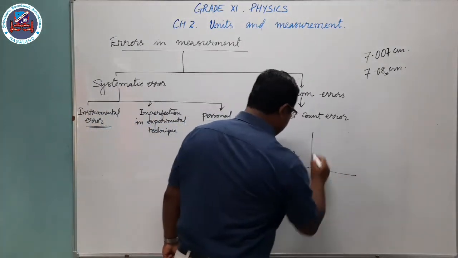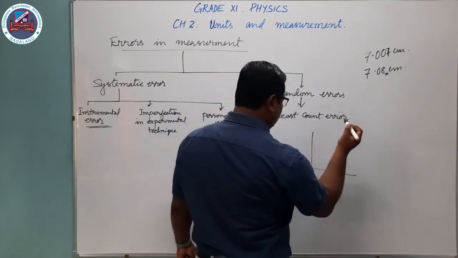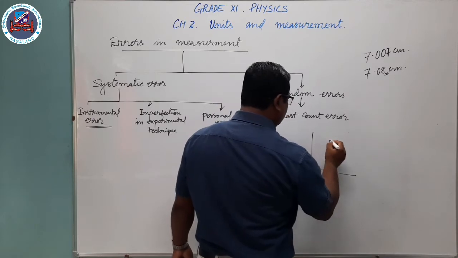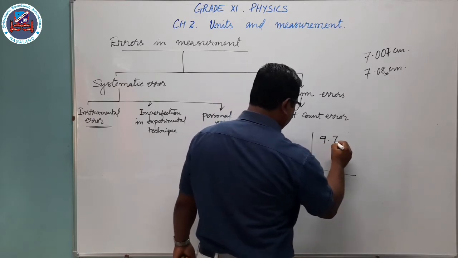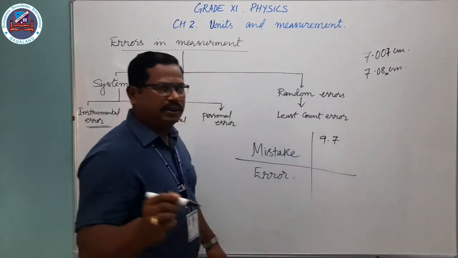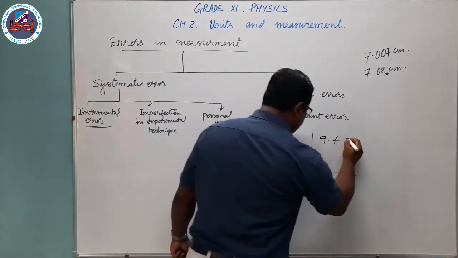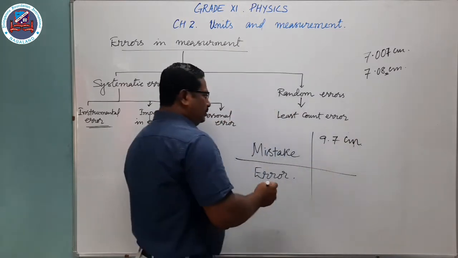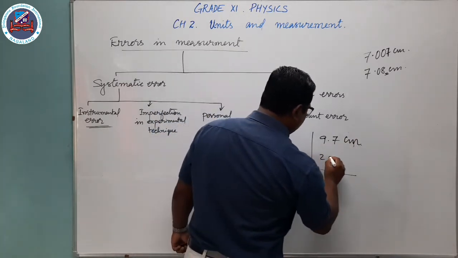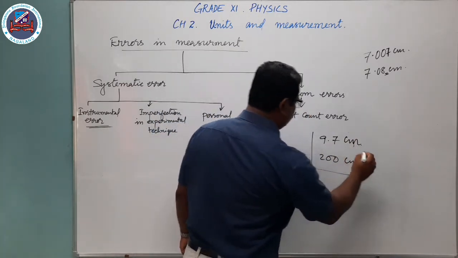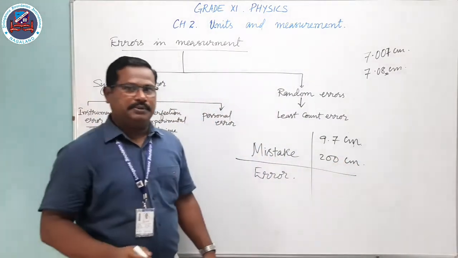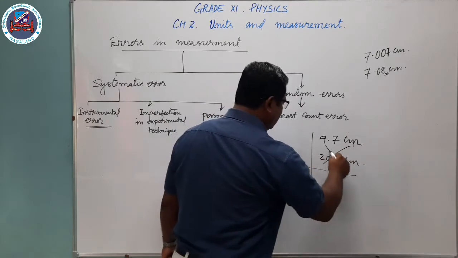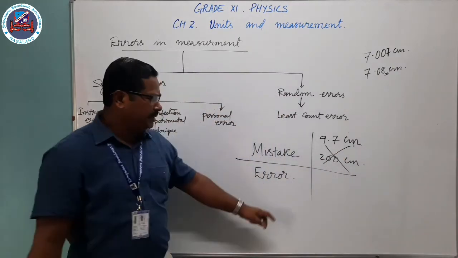Mistake: suppose the true value of a particular physical quantity is, say, 9.7 centimeters, and when doing the experiment you got 200 centimeters. After doing the experiment you got the value as 200 centimeters, then this is purely a mistake. This one we call a mistake.